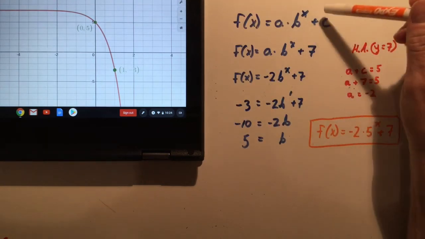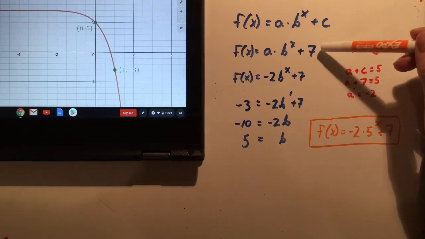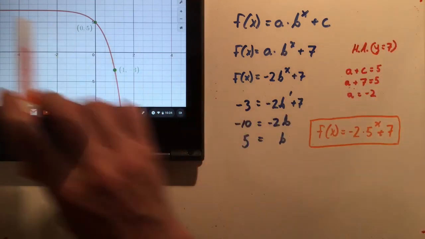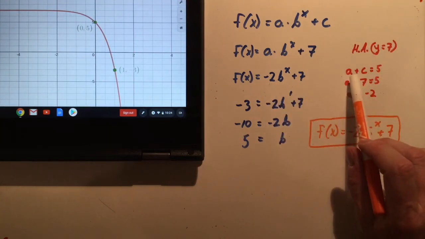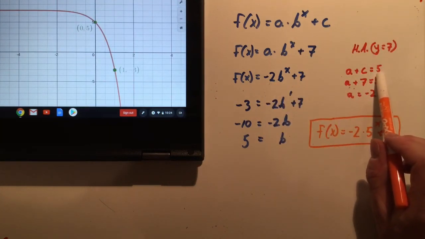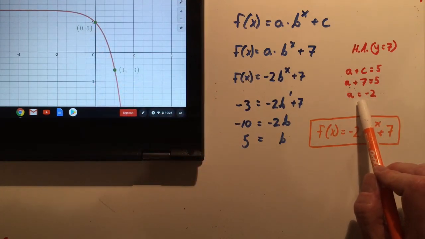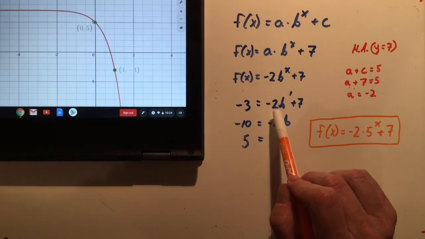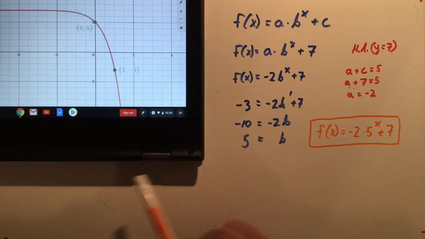All right, this is my general function right here. I know that c is 7 because the horizontal asymptote here is 7. I know that makes a -2 because a plus c has got to be equal to that y-intercept, which is 5. So that's where I get my a is -2. And then plugging in the point (1, -3), which I can find right here, I solve for b and I get b is equal to 5. And so your function is -2 times 5 to the x plus 7.